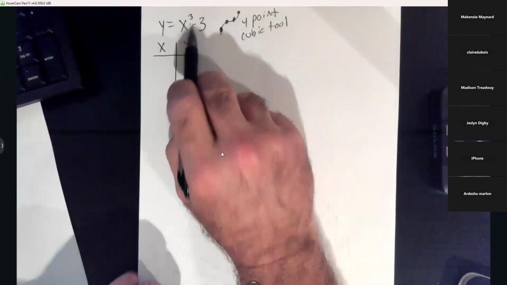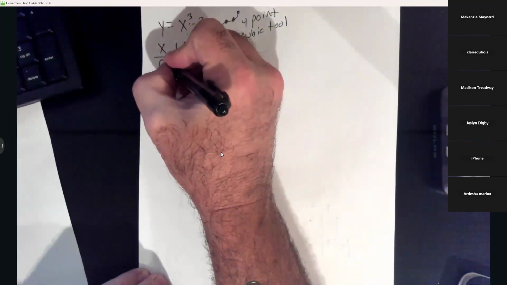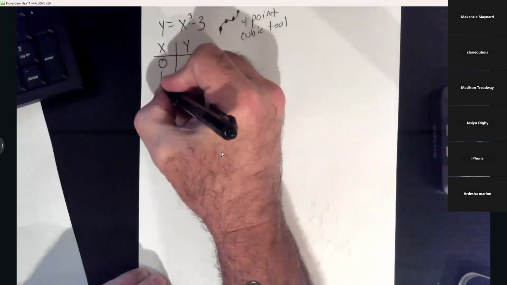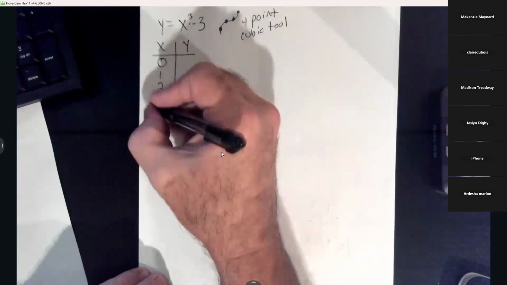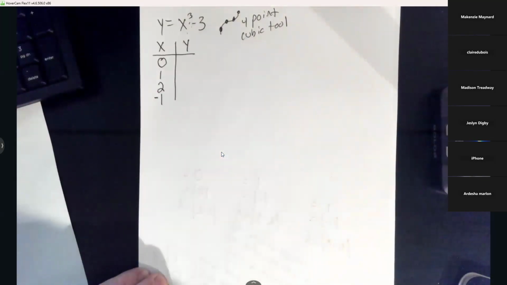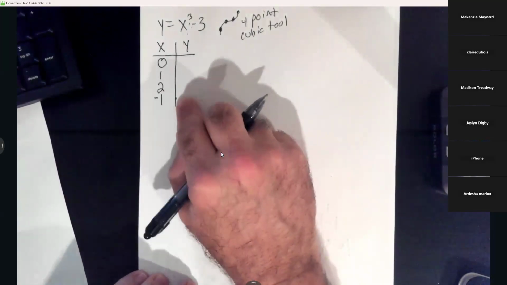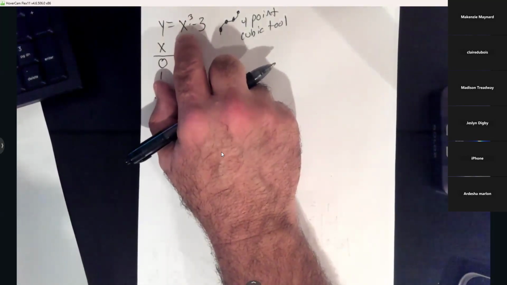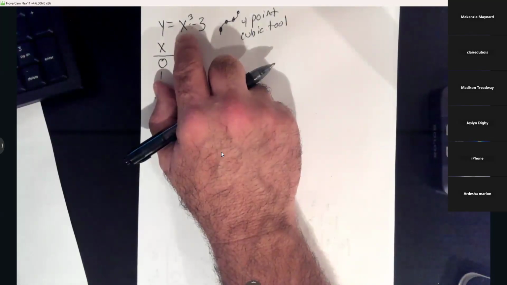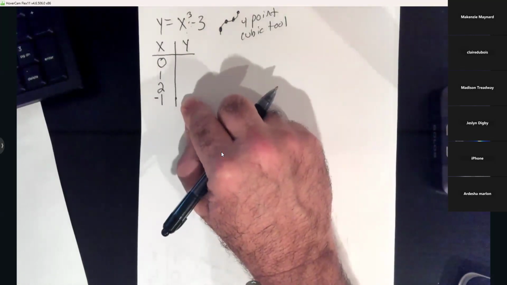Now, that cube makes these numbers big. So I'm going to use a 0. I'm going to use a 1. I'm going to use a 2. And then I'm going to actually pick a -1. I'm trying to keep my y value small. If you use a 3 here, that's 3 cubed. 3 times 3 times 3, that is 27. And then 27 minus 3 would give you 24 for the y value.